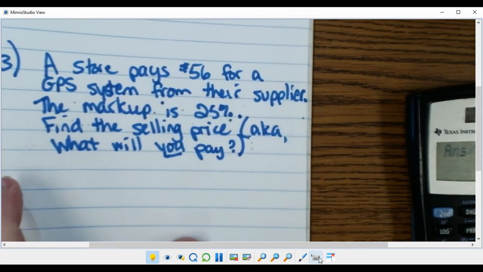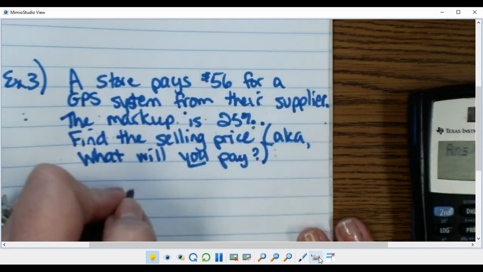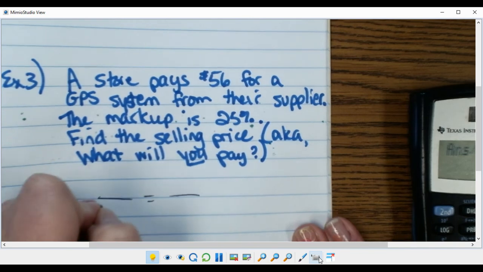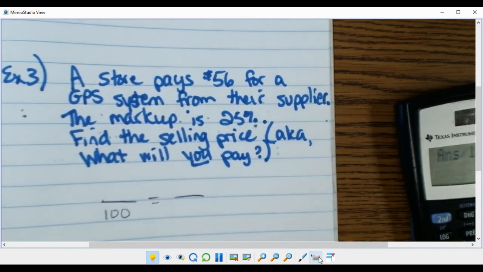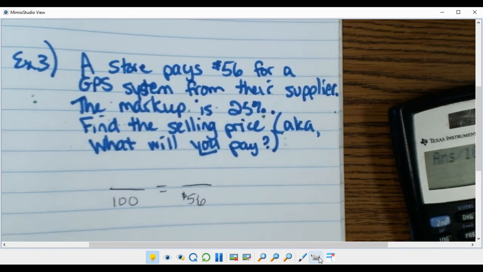Hang with me. A store pays $56 for a GPS system from their supplier. They're going to charge you more. The markup is 25%. Find the selling price, also known as what are you going to pay when you go to the store to buy this GPS system. Our setup is very similar. I'm paying 100% for $56. That's the full price.